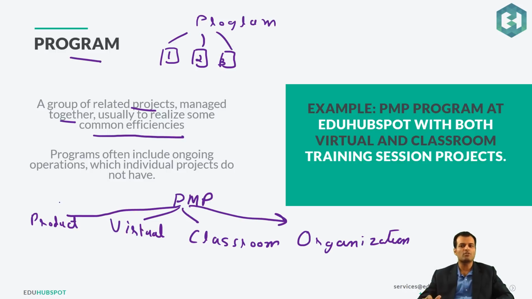So programs often include ongoing operations also, like maintenance is a constant part of our program. We have to maintain the website, we have to maintain the social networking and the communications with the students, so that we make sure that students are getting all the help they need.